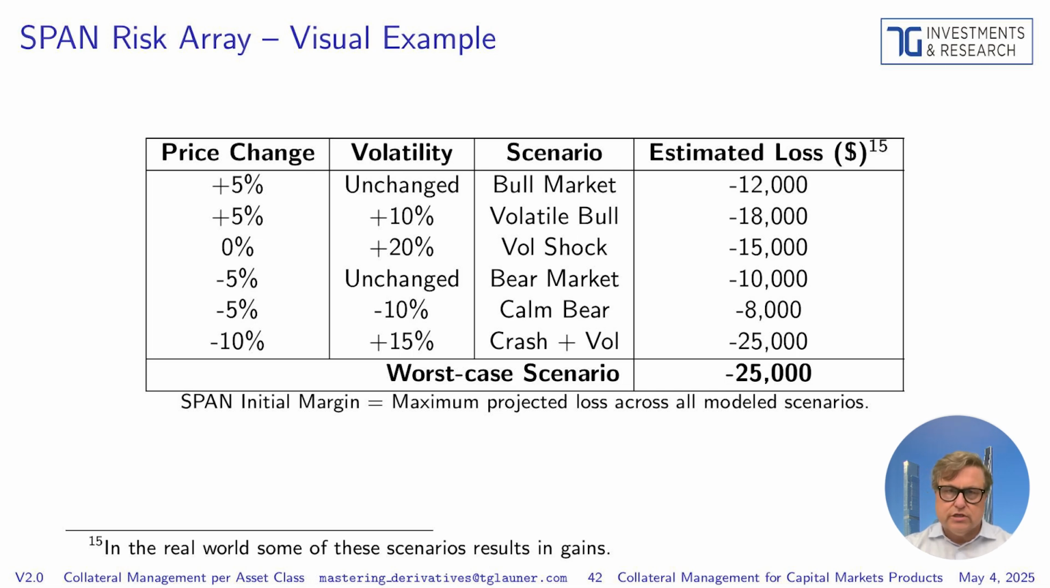A bear market with a 5% decrease in price and unchanged volatility results in an estimated $10,000 loss. When both price decreases by 5% and volatility decreases by 10%, termed as calm bear scenario, the loss reduces to $8,000. A more severe situation occurs when there's a 10% drop in price combined with a 15% increase in volatility. This crash plus vol scenario leads to an estimated $25,000 loss. The worst case scenario across all these model situations shows this maximum projected loss of $25,000. The SPAN initial margin represents this maximum loss across all scenarios considered here.